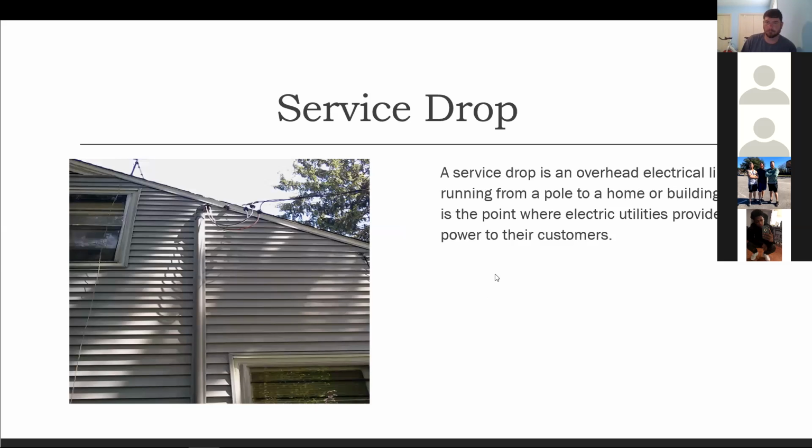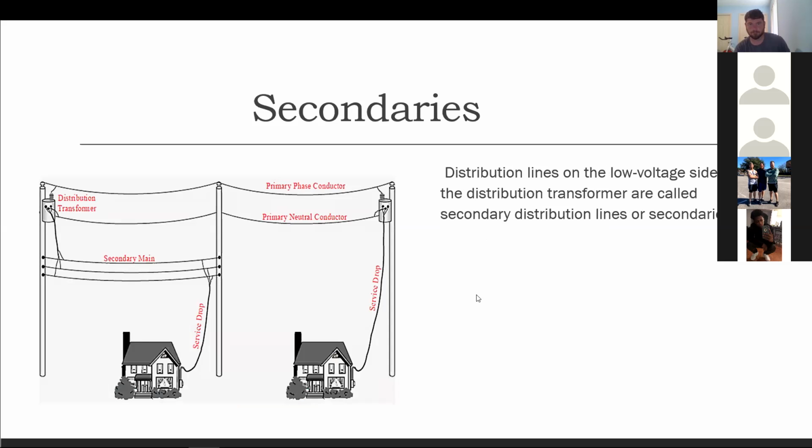And here is the service drop. The service drop is an overhead electrical line running from a pole to a home or building. It is the point where electrical utilities provide power to their customers. So both pictures are correct. You're showing a service line coming into a house, and you also had it in this picture, coming directly off the transformer, service drop to house, or from the structure, service drop to house.